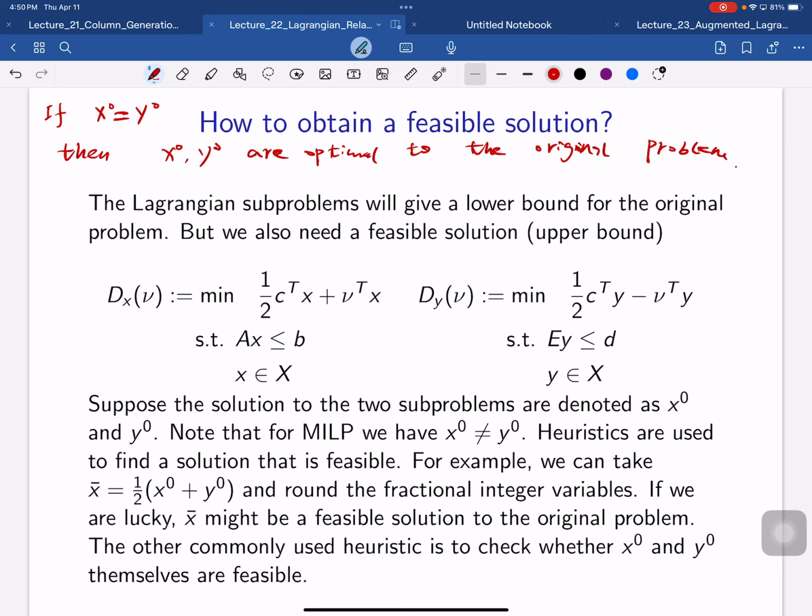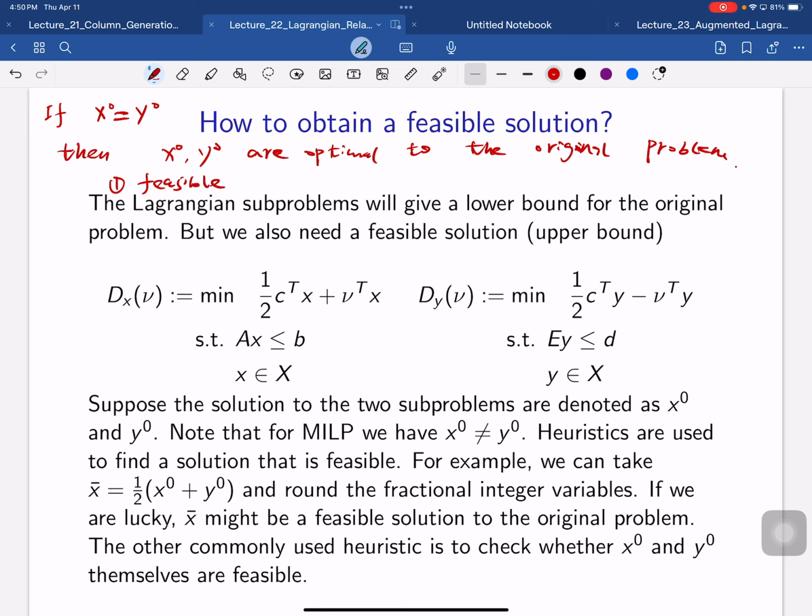Right. Okay, so let's show that real quick. Why I claim that if you solve the two Lagrangian subproblems and x naught equals y naught, they will be optimal to the original problem. First of all, in order to show a solution is optimal, we need two things, right? One is that they are feasible, as you guys just suggested. So first of all, they are feasible.